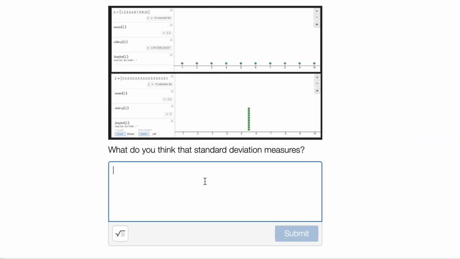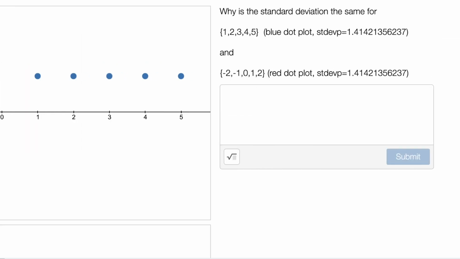So what do you think that standard deviation measures? I want you to put what you think here. I've talked about it all through this video, so I want you to see if you've retained that and type that in this box. What do you think standard deviation measures? I'm going to go ahead and go to next. You can pause if you're still thinking.